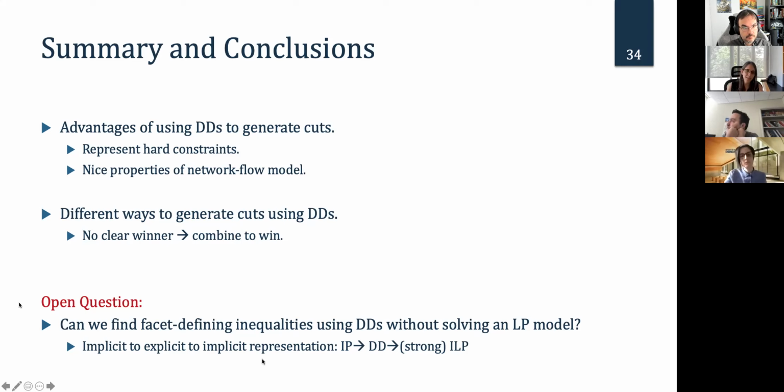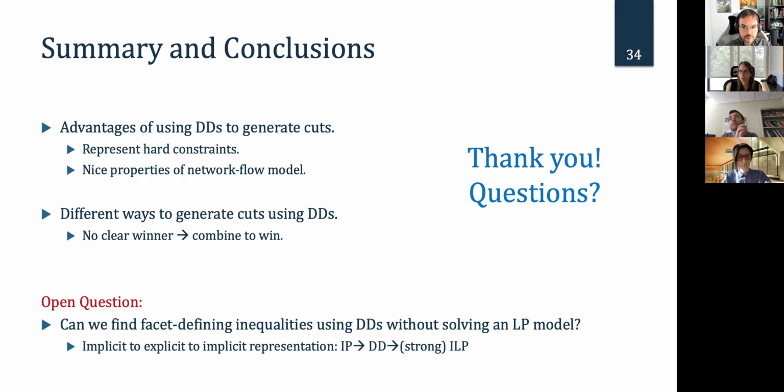And how I see this idea is basically what we were talking about on the first day: the constraint we can see as an implicit model. An explicit model would be the DD, and then by generating the cuts we get again an implicit model, but hopefully something stronger. So my question is, how do we get from IP to DD to IP, but as efficiently as possible and with the strongest cuts possible. So thank you so much. If there's any question, I will be happy to answer.